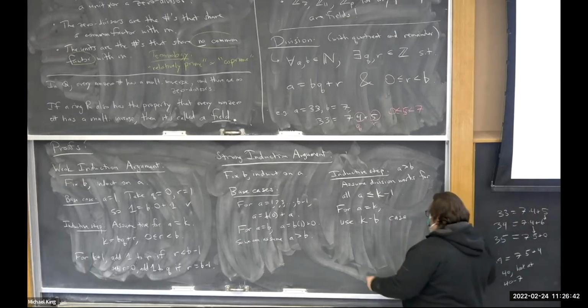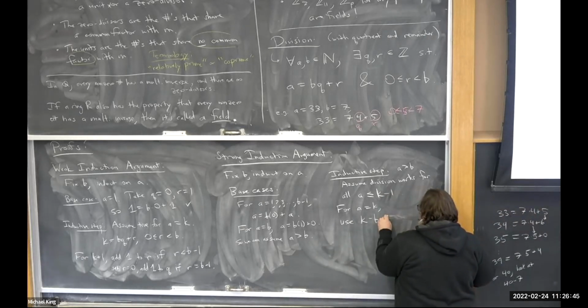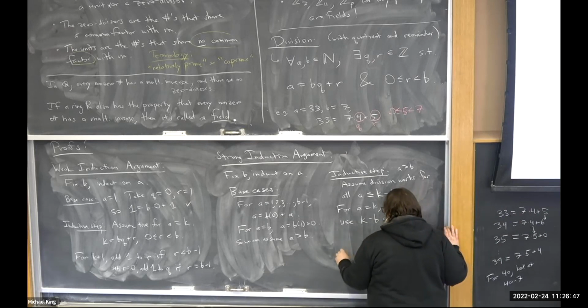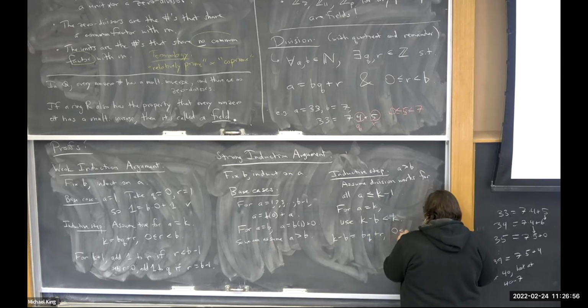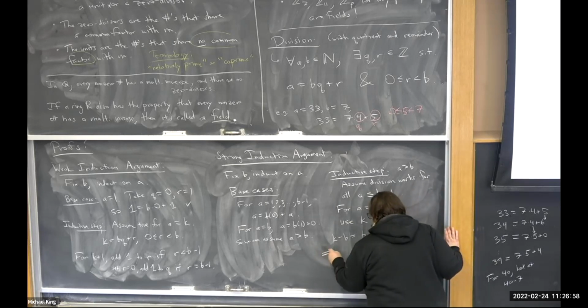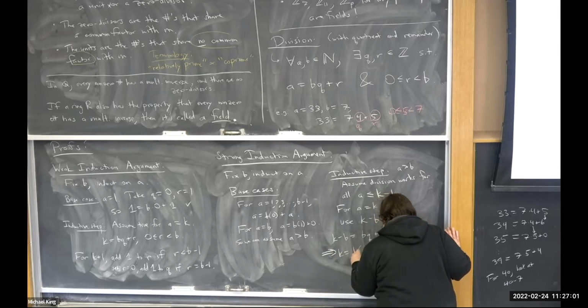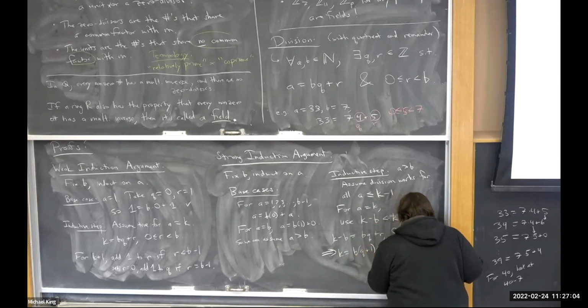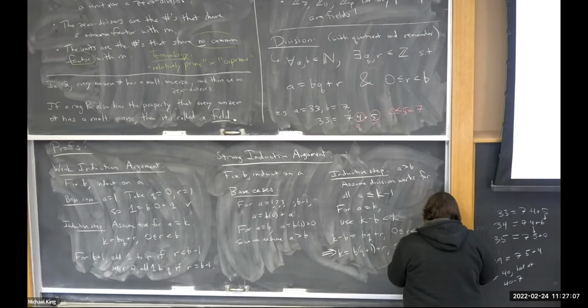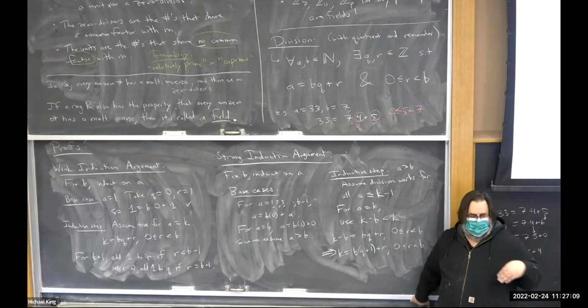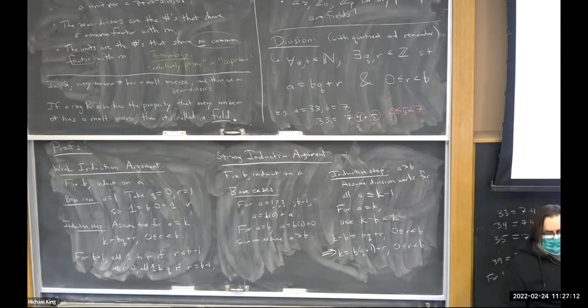So if we write K minus B, which is less than K, use that case. So K minus B is BQ plus R. And then we can just add the B over to the other side. K equals B times Q plus 1, plus R. Basically we're just going to step back to the case where we subtract B, write down the division for that, and then just add the B, which adds 1 to the quotient, right?